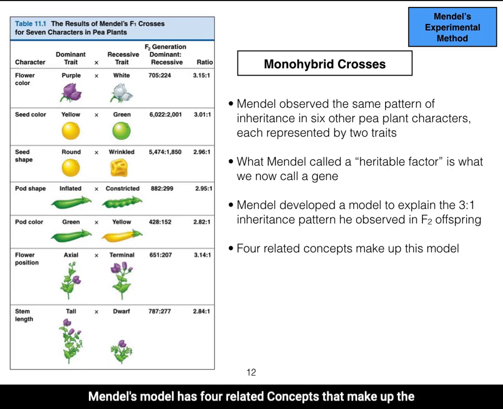Mendel's model has 4 related concepts that make up the model. But before we get to this, I want to point out the different characteristics that Mendel studied. He looked at flower color, seed shape, pod color, flower position, and stem length. And he looked at each of these dominant and recessive traits for each of these characters in generations and generations of pea plants.